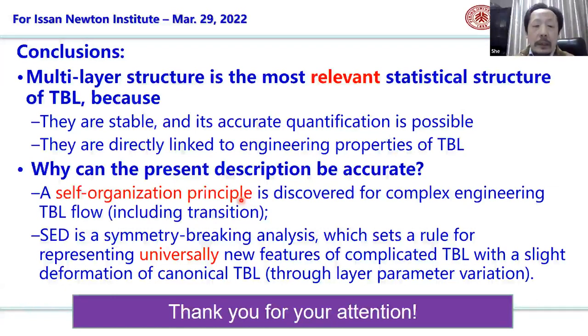Finally, the analysis I developed here is a symmetry breaking analysis. Our original title was via a symmetry approach, but now I realize that what we are talking about is more about symmetry breaking rather than the symmetry itself. So how does it break? The break is from the sublayer to the buffer layer. That's a symmetry breaking. So these transitions are universal, and understanding this allows us to describe the more complex effects of complex engineering flow with some additional feature with some layer parameter variation.